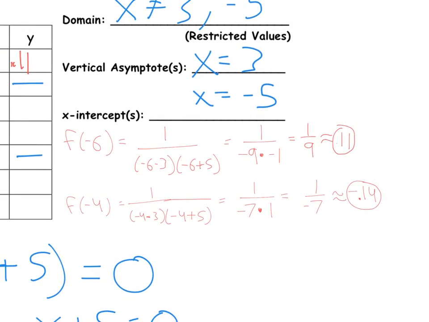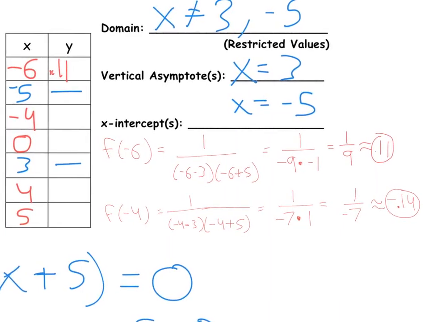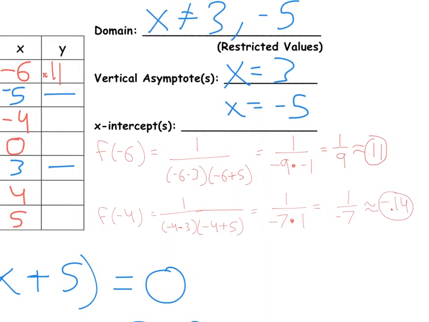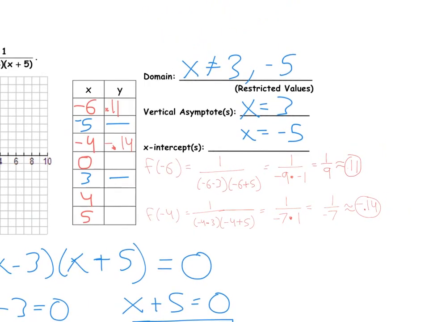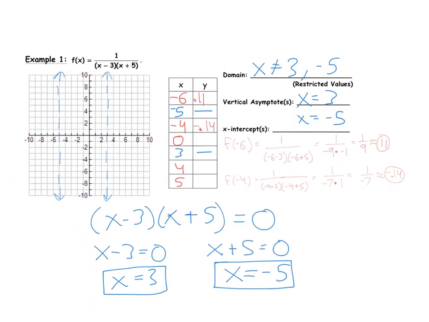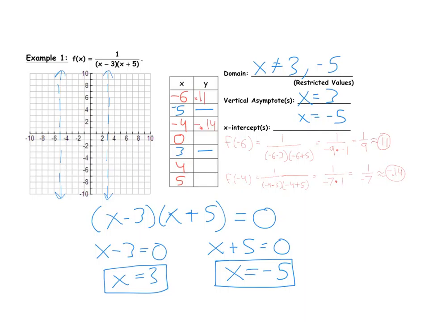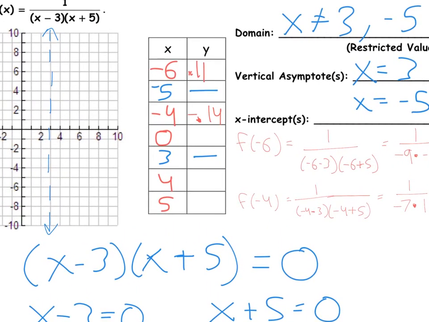Okay, so in my table, I'm going to go ahead and write in negative 0.14. That's a bad 4. Let's try that again. That one's better. Okay, now we would do the same thing 3 more times, but for time's sake, let's just go ahead and fill in the rest of the table together. All right.